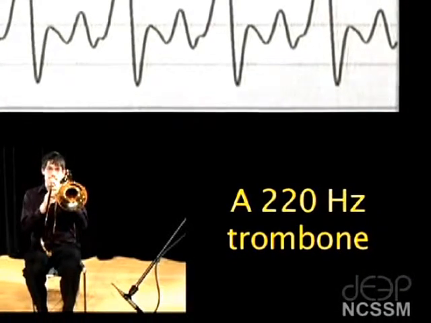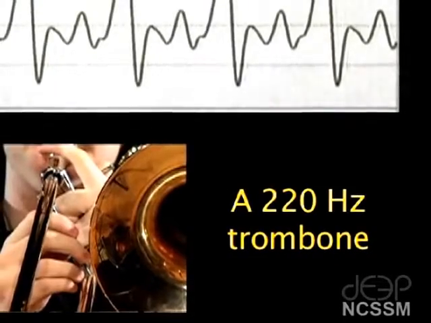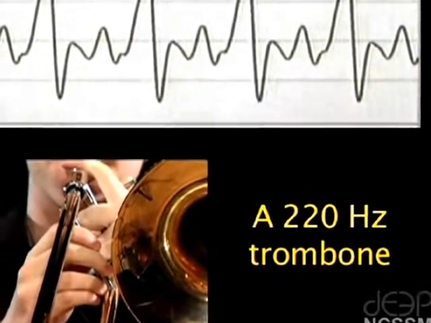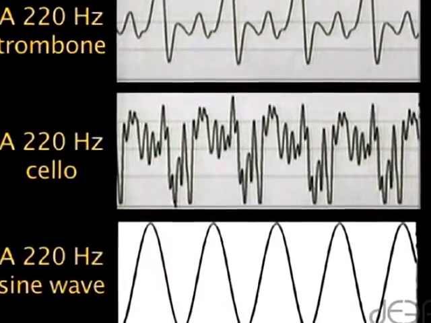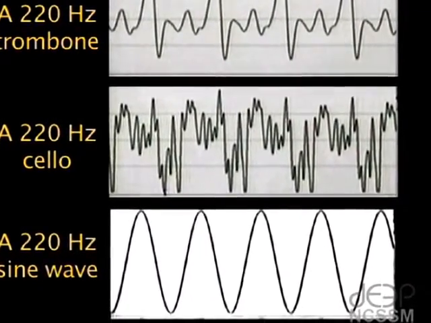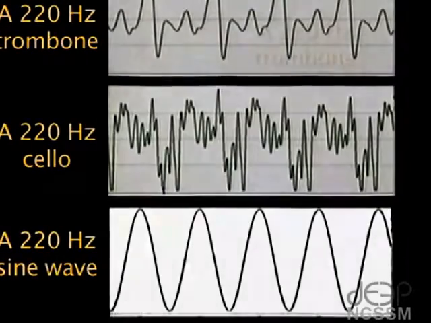Here is the graphic representation of a trombone playing A220. Notice the shape of the wave. Again, the big part of the wave appears to be similar to the cello and the sine wave, but the smaller inconsistencies of the wave are quite different. Let's look at it in 3D.